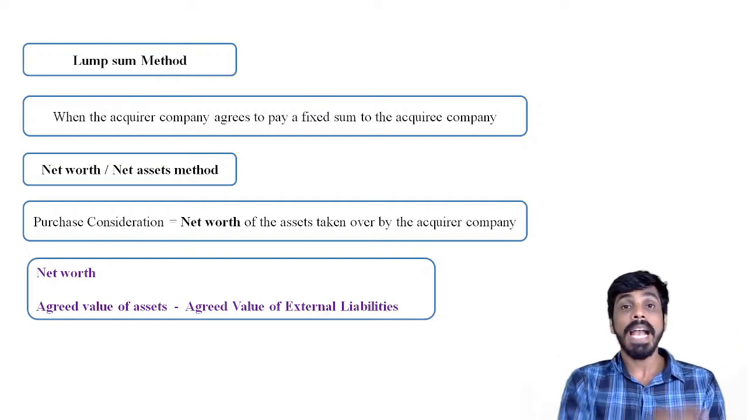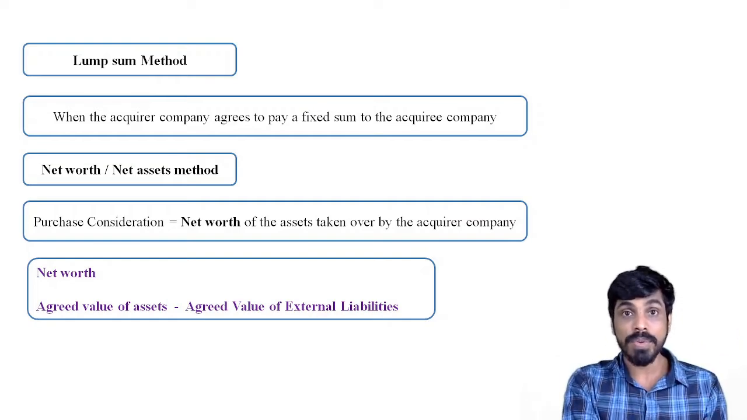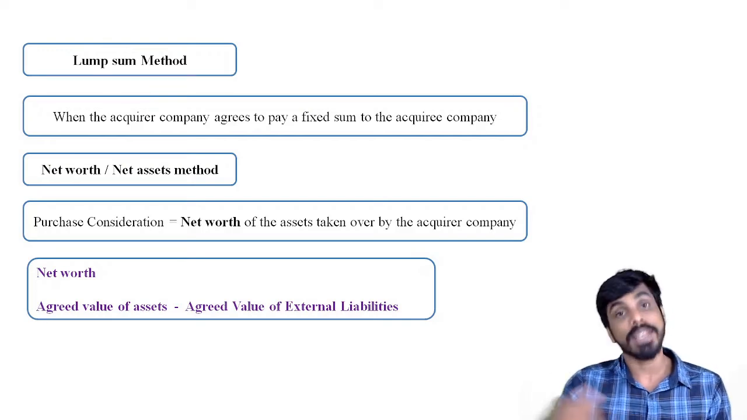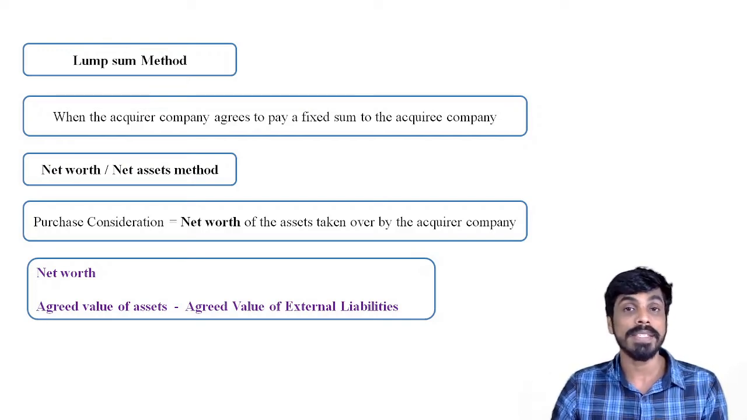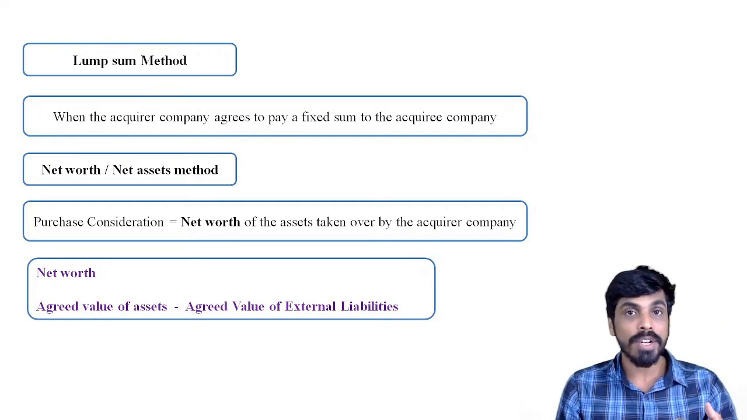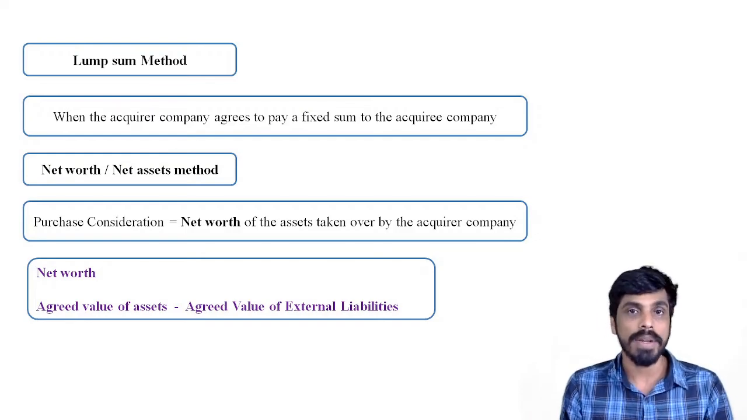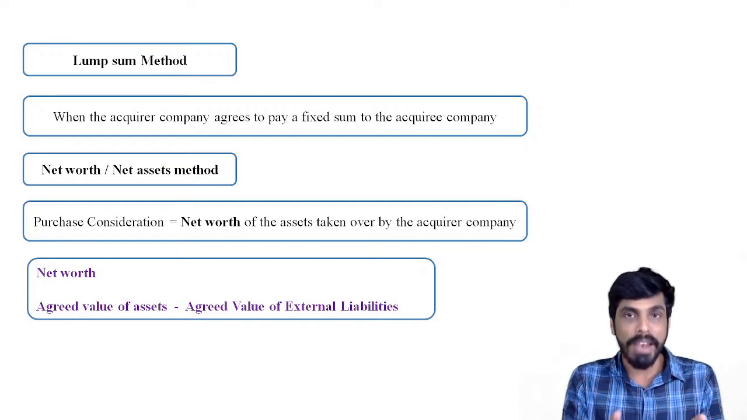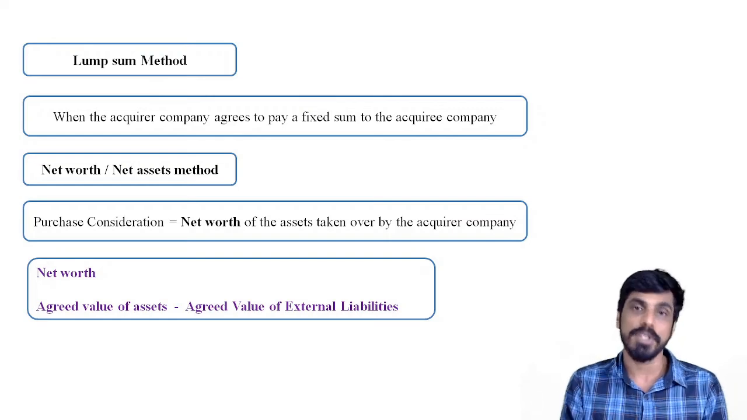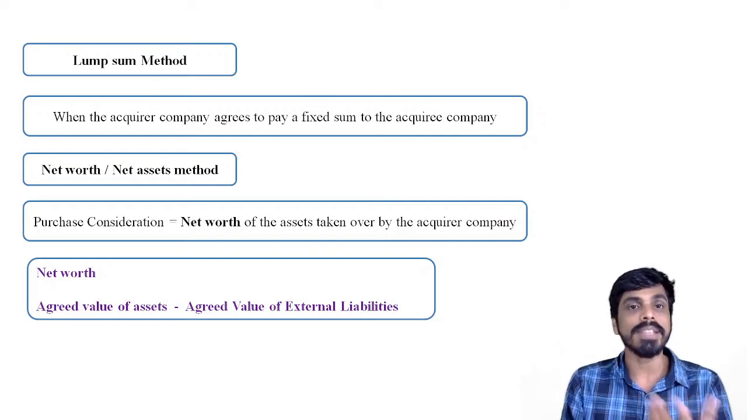Fine. And from that value, they will deduct all external liability, because they also want to pay the liabilities of this acquiree company. So net worth means finding out the total of assets, and from that value they will deduct the liabilities. So the difference between the total value of assets minus external liability is known as what? Net worth. Then they will get the money, that is the value of that business which they purchased. So this is known as the net worth method.